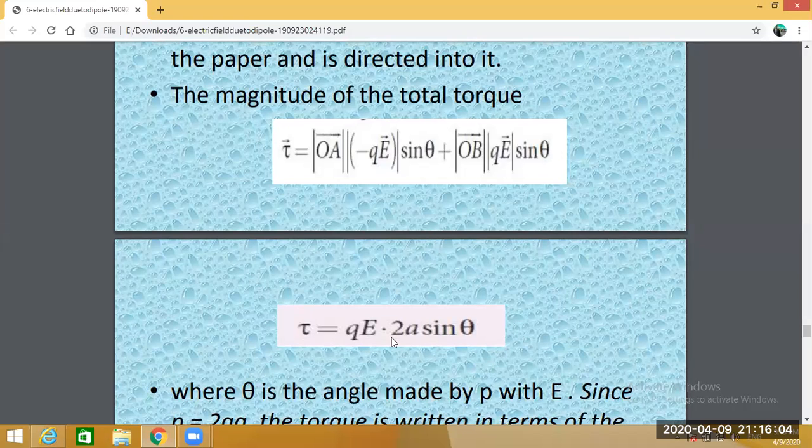So we get here QE dot 2a sin theta, which I had already told you: the moment of force is expressed as the product of the magnitude of one of the forces and the perpendicular distance between the lines of action of the force.